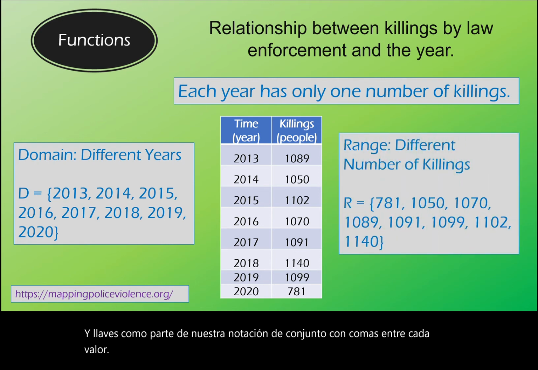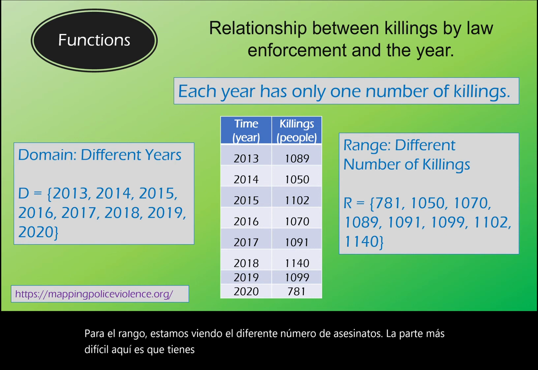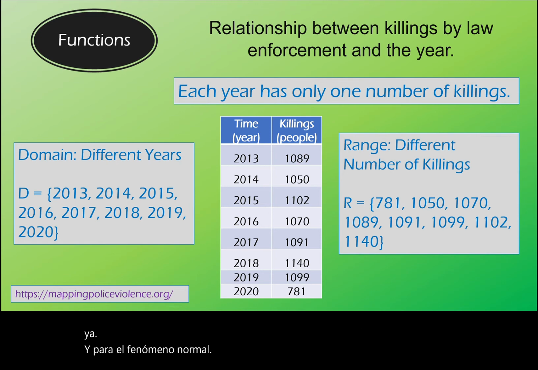For the range, we're looking at the different number of killings. The harder part here is that you have to put these values in order if they aren't already. For normal phenomena, things go up and down, and so these values we have to put in order. Again, we're using curly braces and commas to separate each value, and R to represent the range.